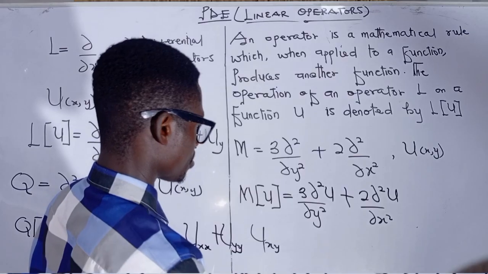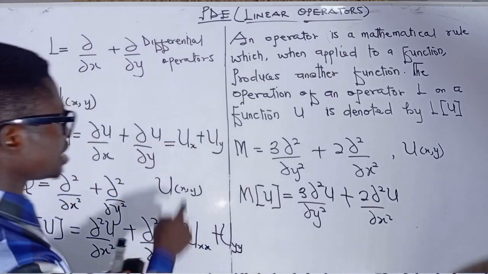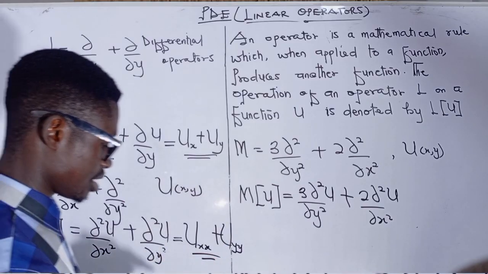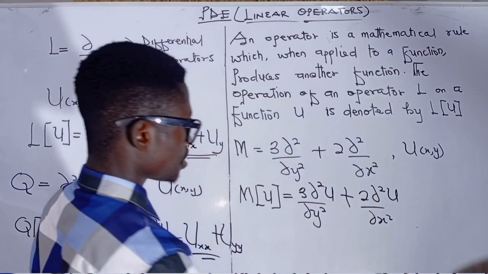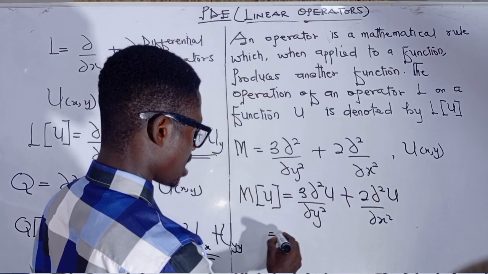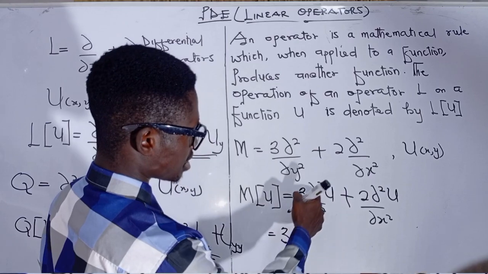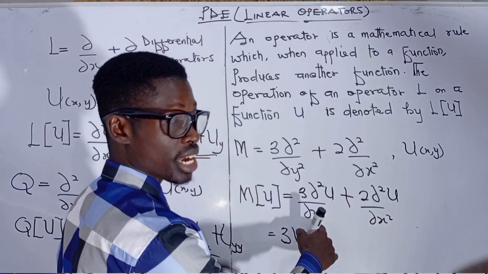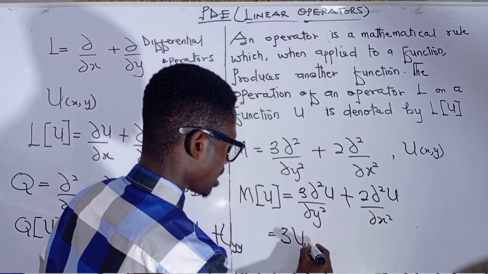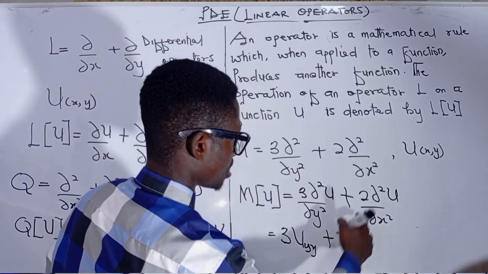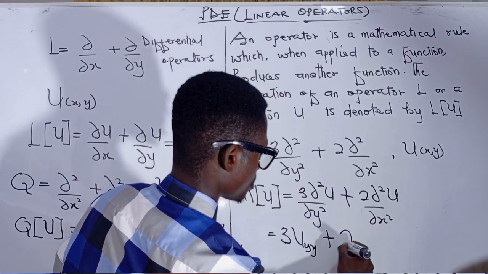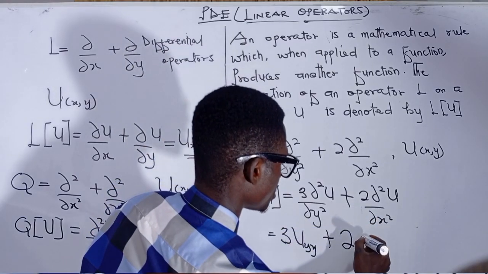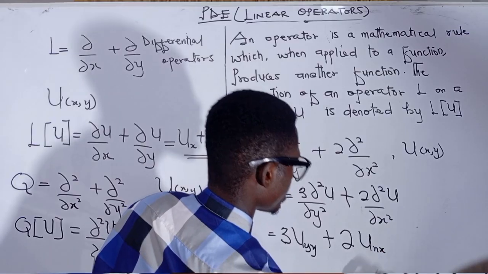Now what about this? We want to write it in this notation form, this, and then this notation form. So we have 3 is already here. So we have 3. Then we have second partial derivative of the function u. So the function is u, and we are taking it with respect to y. So we have u subscript yy. Then we have plus our constant is there, which is 2, and we have second partial derivative of the function u with respect to x. So we have u subscript xx.